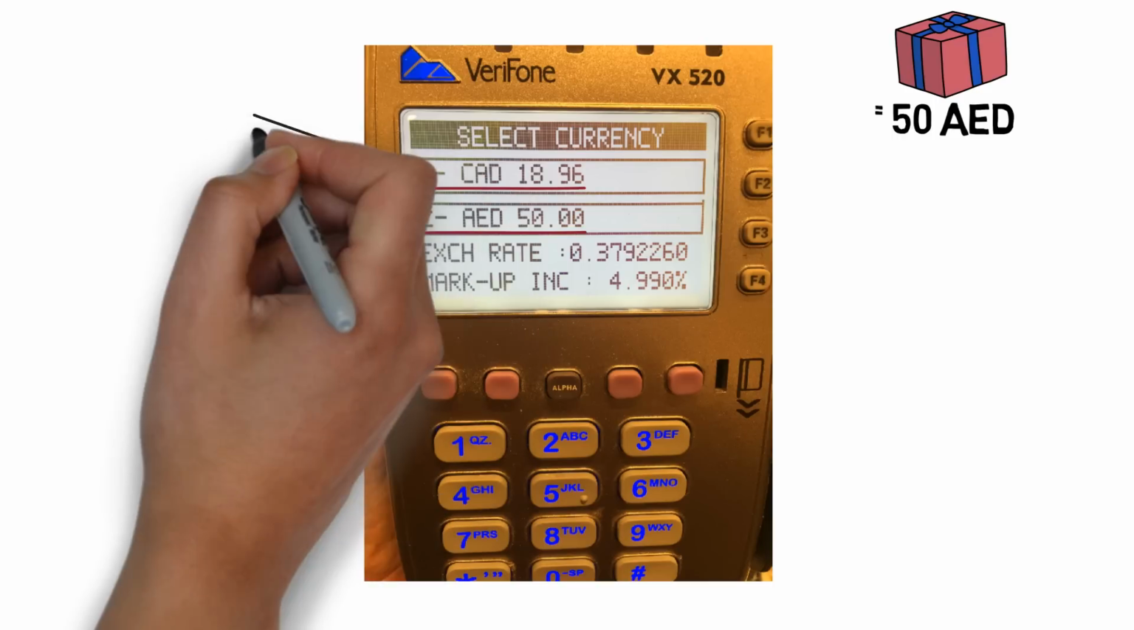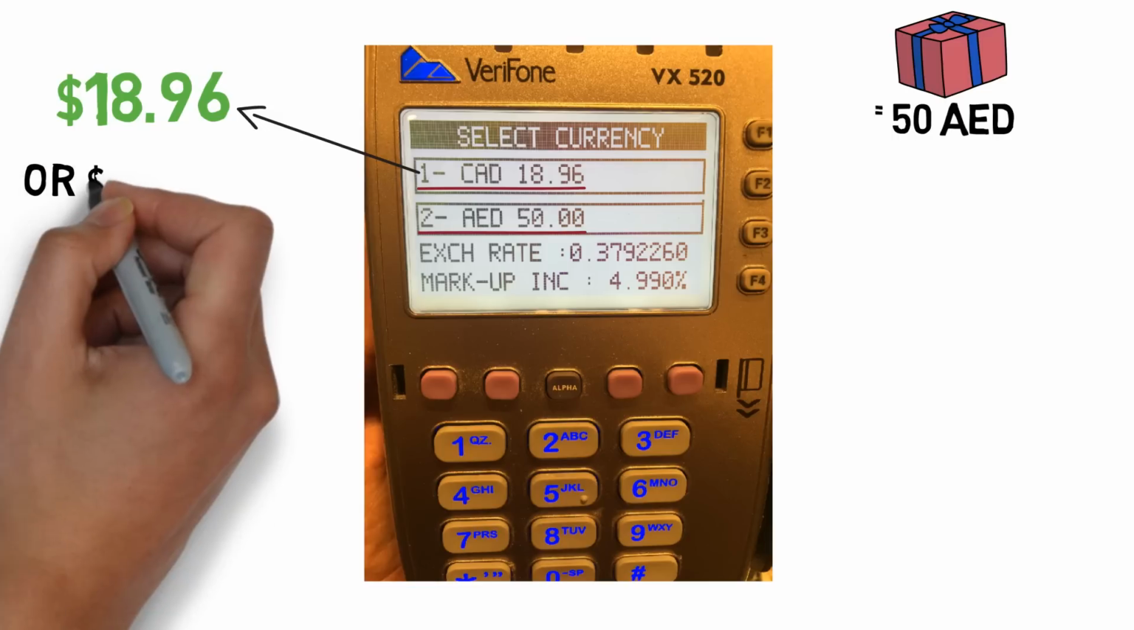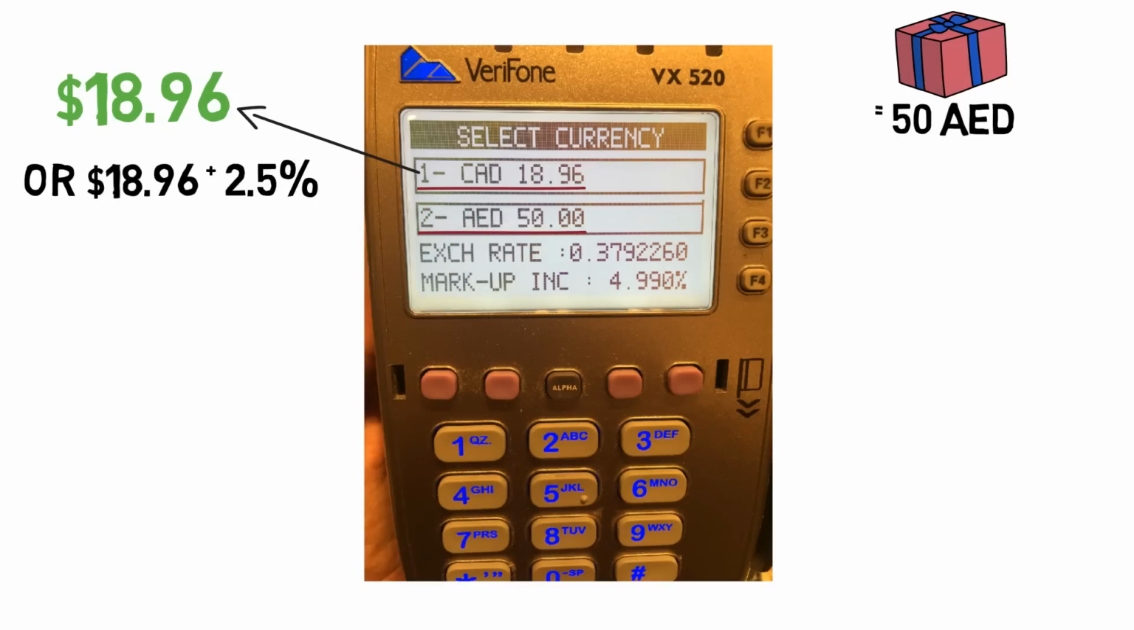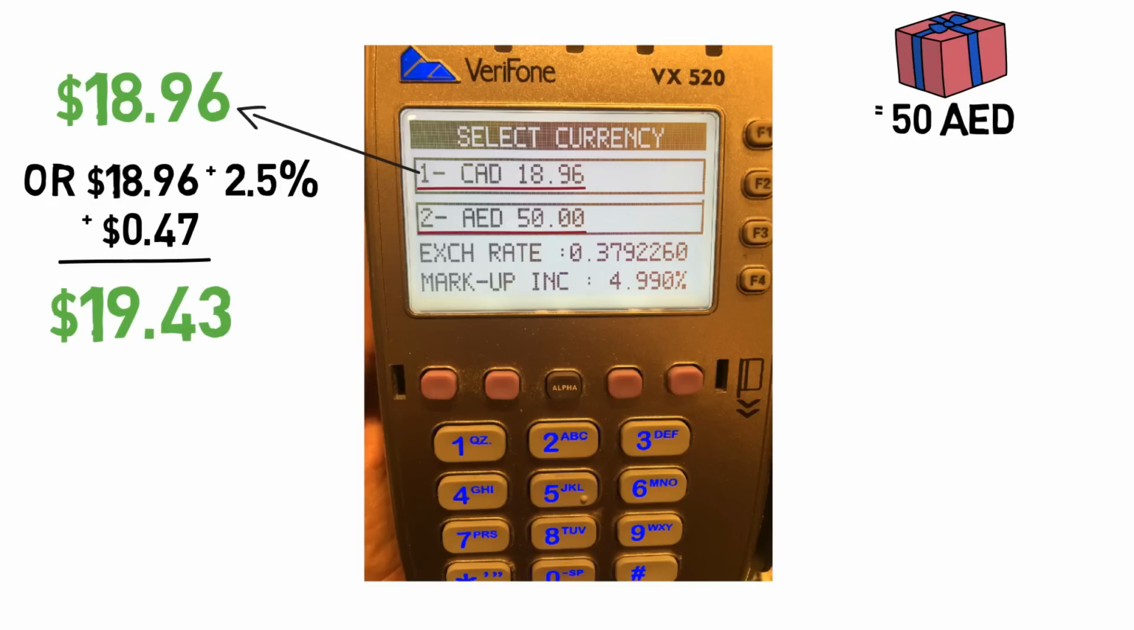Had I opted to pay in Canadian dollars, my final total would either be $18.96 as stated, or $18.96 plus 2.5% if my credit card charged a foreign transaction fee simply because the transaction occurred in a foreign country. 2.5% of $18.96 is 47 cents. $18.96 plus 47 cents is $19.43.